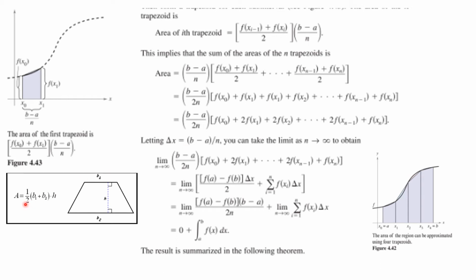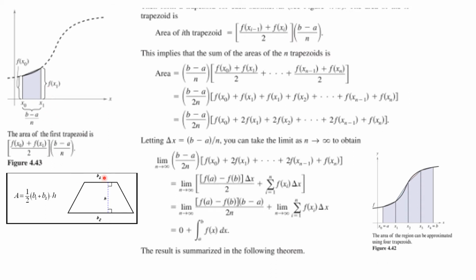And we do need to have the area of the trapezoid. And our formula for the area of the trapezoid, if we draw it this way, is one half the sum of the two parallel bases, or you could think about that as being the average of the parallel bases, times h, where h is the height, or the distance between the bases.